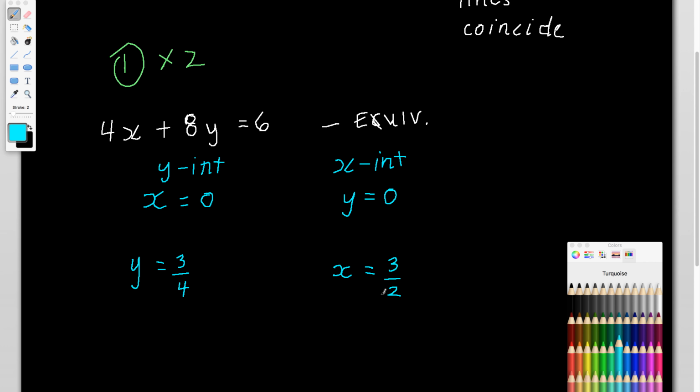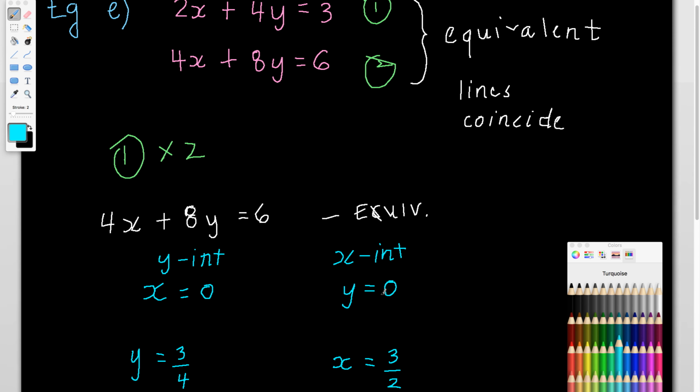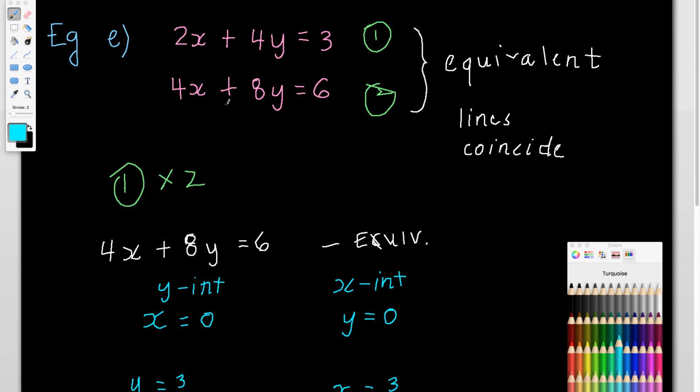But if you ever come across two like this and you multiply one by a factor and generate the second equation, then you aren't going to get one point of intersection. You have an infinite number of points of intersection if you're talking about two lines that are identical.